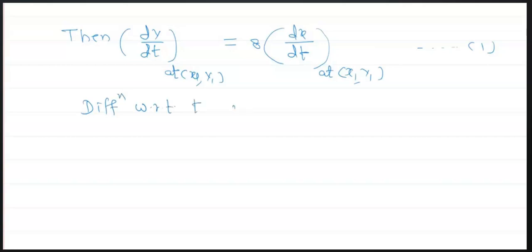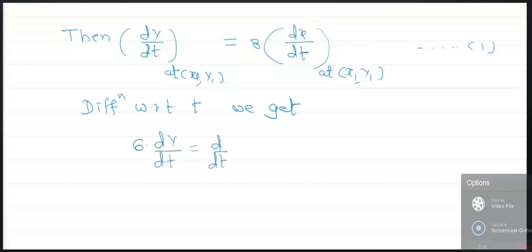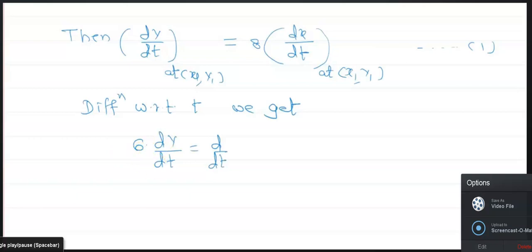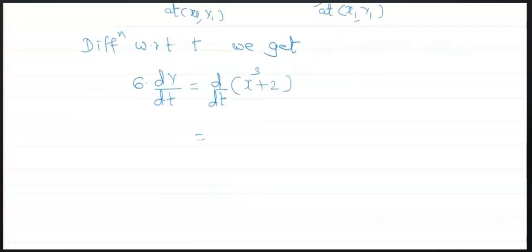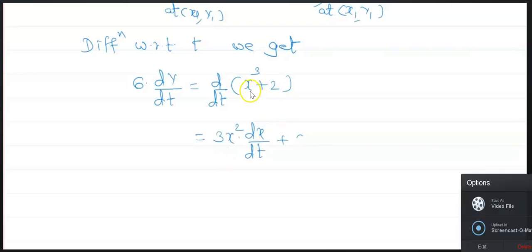Now differentiate the given curve with respect to t. We have the curve 6y equals x cube plus 2. The derivative of 6y is 6 into dy by dt, which equals d by dt of x cube plus 2. What is the derivative of x cube? That is 3x square into dx upon dt. The derivative of 2 is 0.